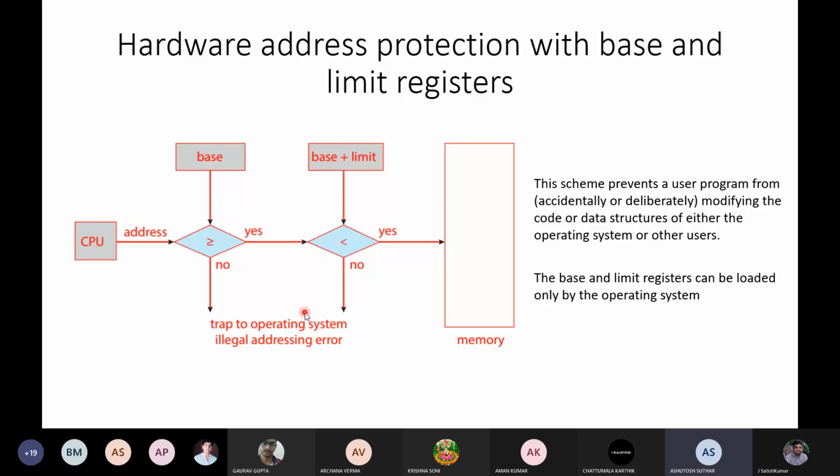Sir, are the base and limit allocated by the OS, or are they predefined according to the RAM space? The operating system. The base and limit address registers can be loaded only by the operating system.